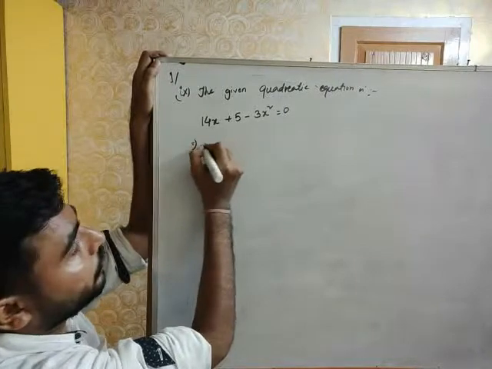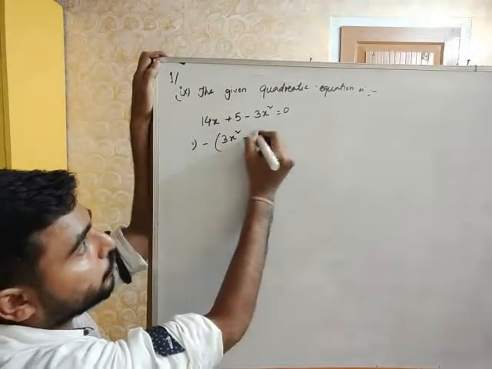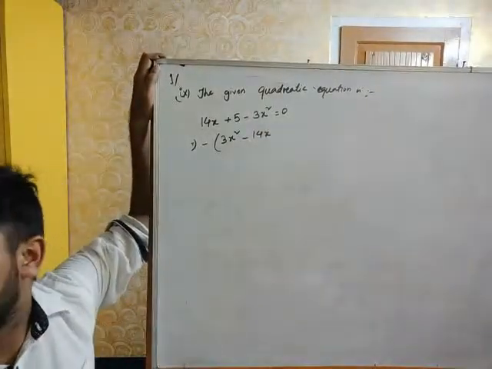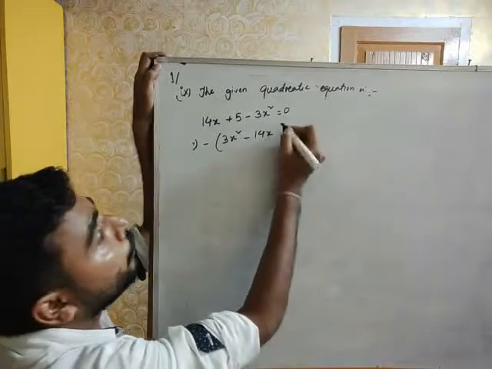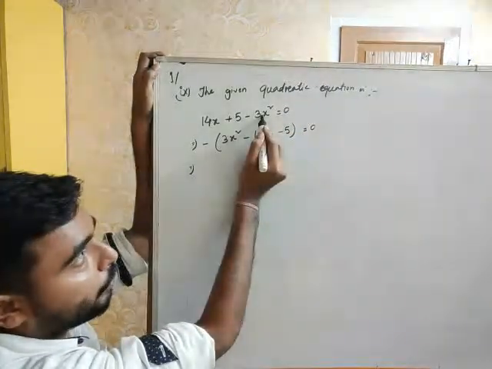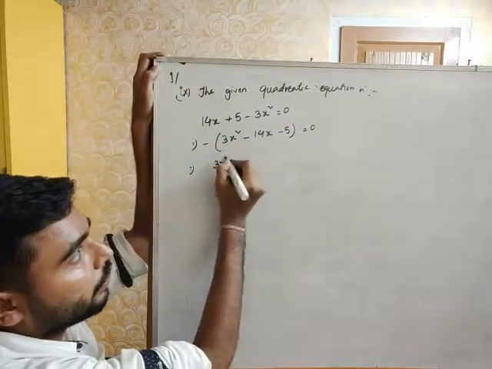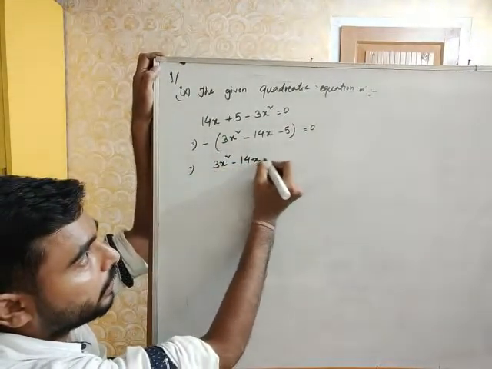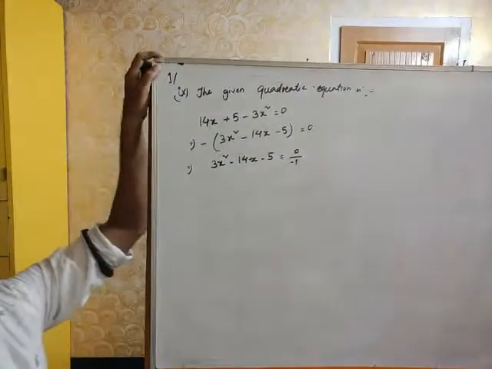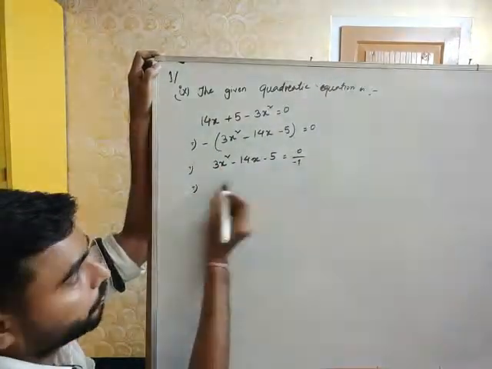Okay, we have taken minus common, so it became thrice x square minus 14x. The terms which are positive will become negative and the terms which are negative will become positive. So minus 5 is equal to 0. This became positive, this became negative, and this was positive, so it became negative. So now 3x square minus 14x minus 5 is equal to, here what is there? Minus 1. That's why the minus sign is there. I have taken that minus 1, the other side it is divided.